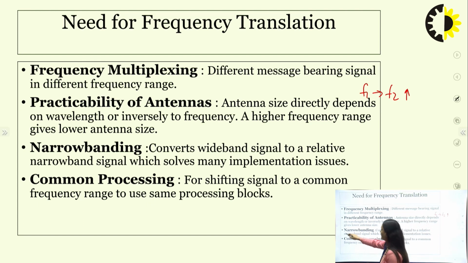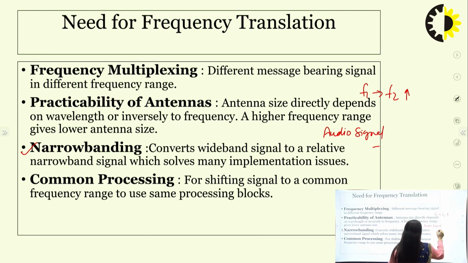The third requirement of frequency translation is narrow banding, right? So what is the meaning of narrow banding? For example, if we want to transmit audio signals, okay, the audio signal ranges from 50 to 10 to the power 4 hertz, right?